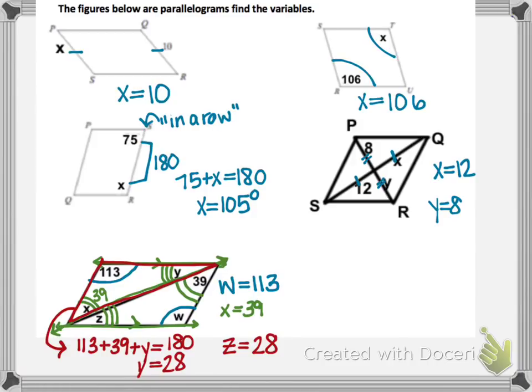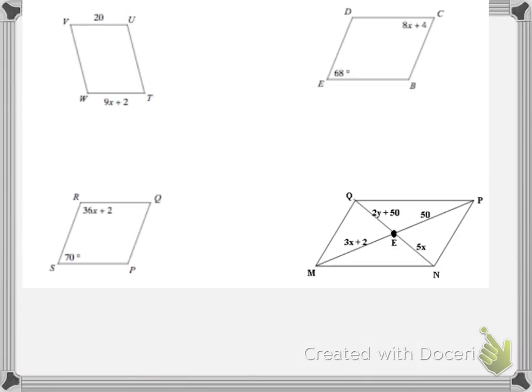All right, let's keep going. All right, on this next one, I have opposite sides, and we know that opposite sides are congruent. And what do we do with congruent things? We set them equal to each other. So I have 9x plus 2 equals 20. So next I'll subtract 2. 9x will equal 18. Then I'll divide by 9 on both sides, and x will equal 2.